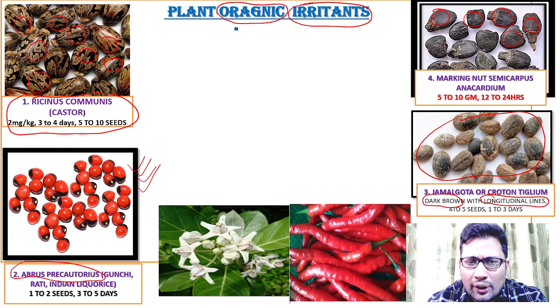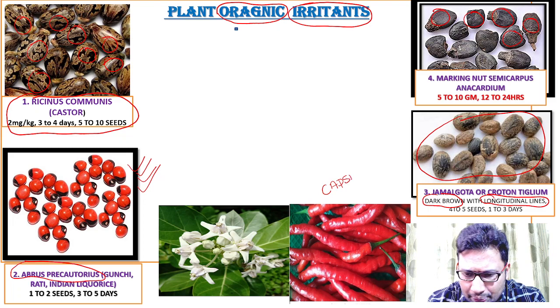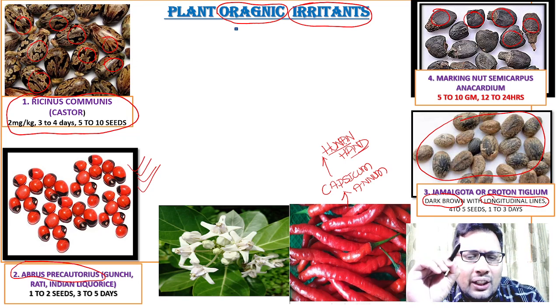Then you can see one more plant organic irritant, nothing but Capsicum annum. Remember, it causes one very famous condition, very commonly asked in exam, Hunan hand. If the question is asked in exam, Hunan hand is caused by Capsicum annum.